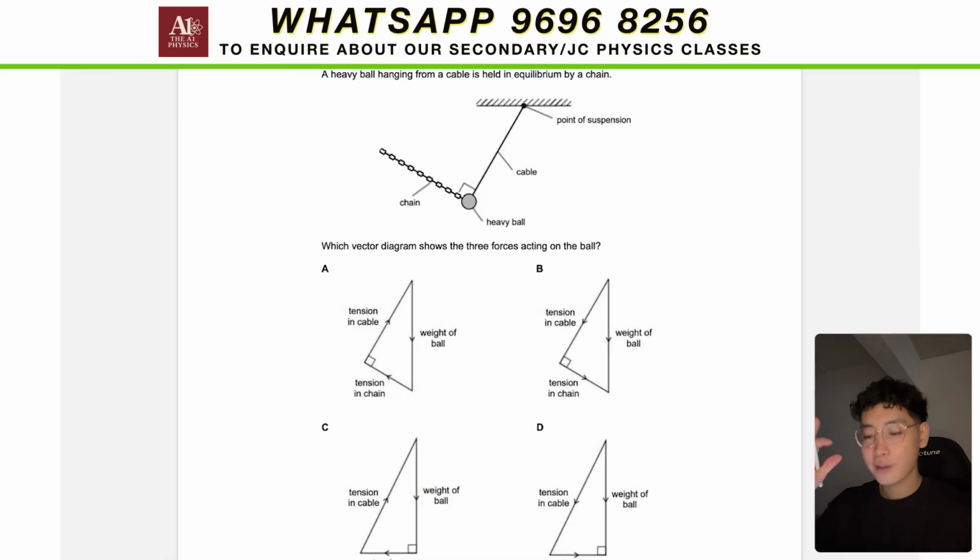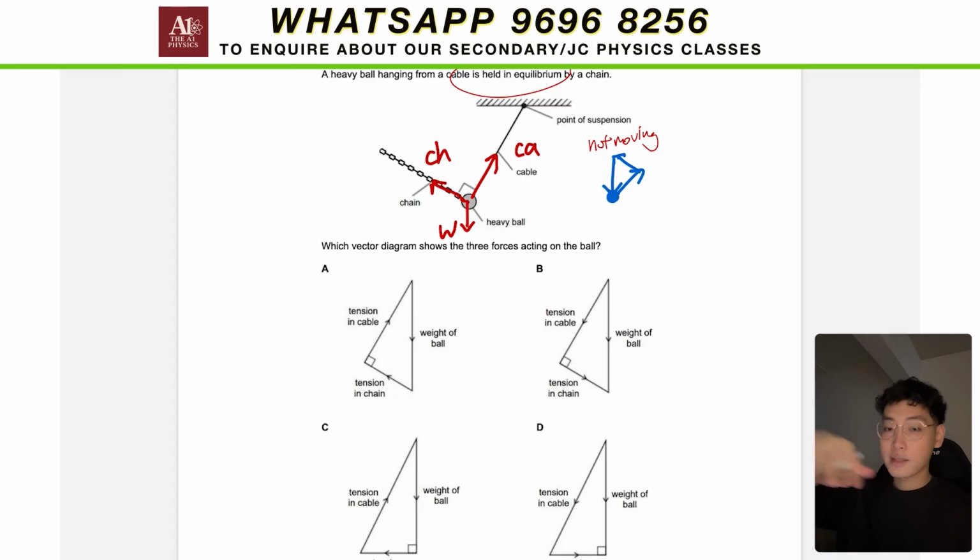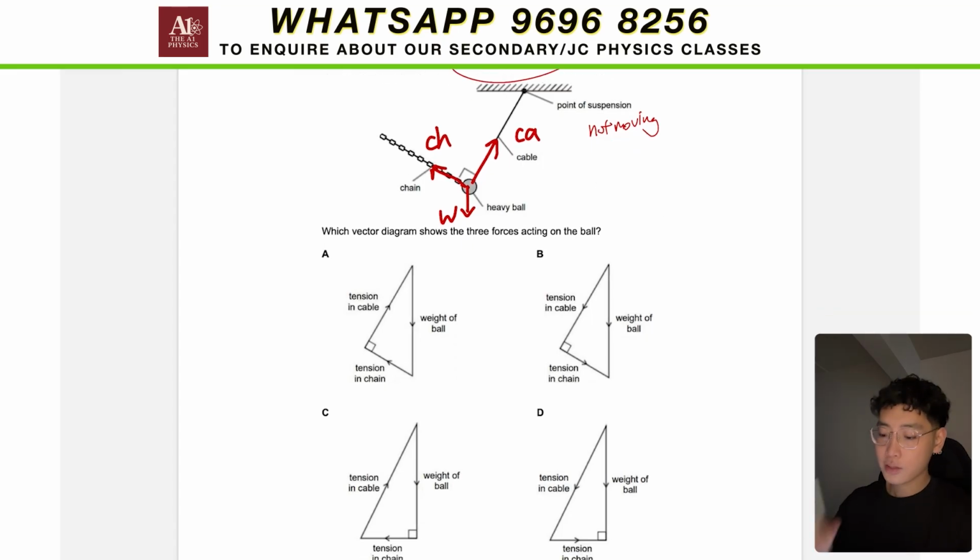As usual, pause the video, try this question yourself first. Right, now over here we can see that the heavy ball is held in equilibrium. It means that it's not moving. So there are 3 different forces. There's the tension, let's call this chain, let's call this cable, and let's call this weight. And the idea is that when you add the cable, when you add the chain, and when you add the weight, it must go back to the same place because the resultant force is 0, right? When you connect them like a snake, it must go back to the same place, right? So the answer for this question will be A. This is the weight, this is the chain, and this is the cable. And as you can see, it will go back and start at the same place.